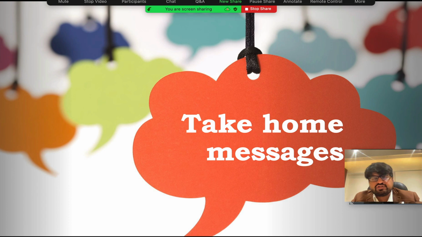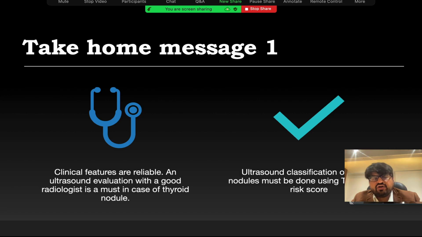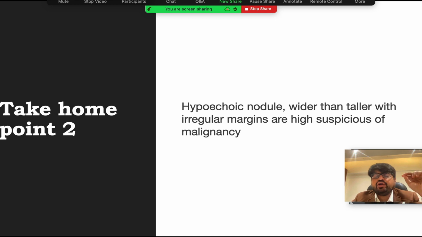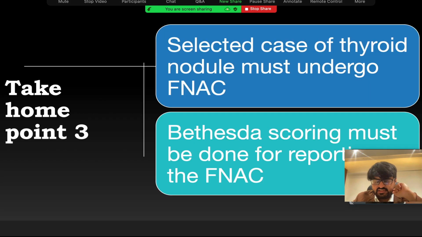Right. So just to summarize some important take home messages. First, remember, clinical features are not very reliable, so don't just rely on clinical acumen. Ultrasound should be done whenever you suspect or see a thyroid nodule. At least an ultrasound with a good radiologist is a must. You don't need to do a CT scan, an MRI, or a PET scan. You just need a good ultrasound. And an ultrasound classification must always be reported based on a TIRADS or an ATA classification. Remember, in a hypoechoic nodule which is taller than wider with irregular margins, the risk of malignancy is higher.